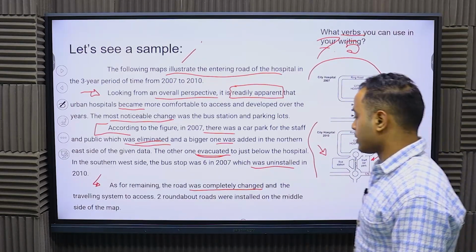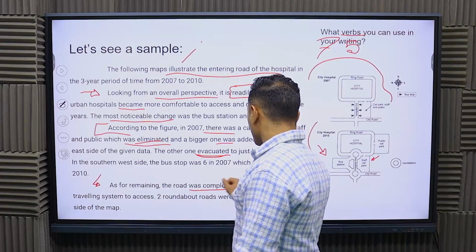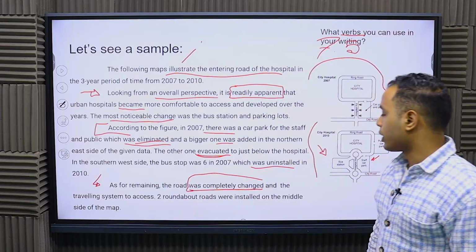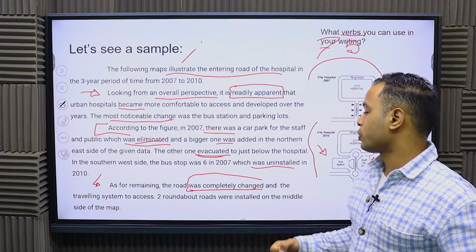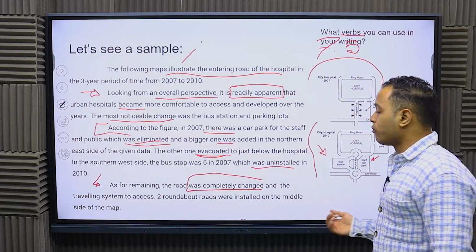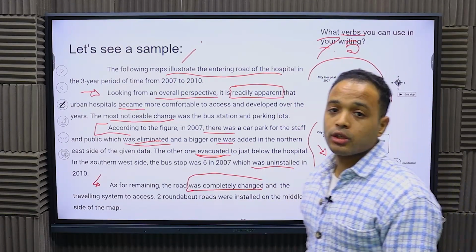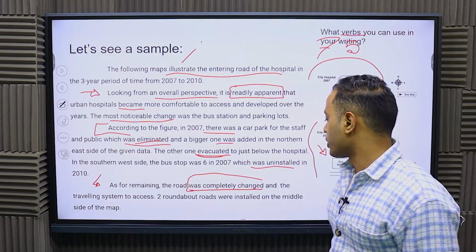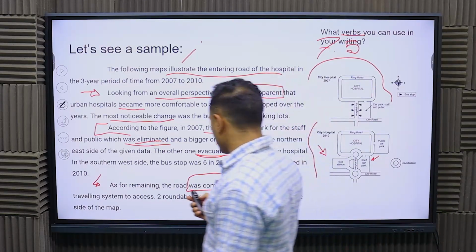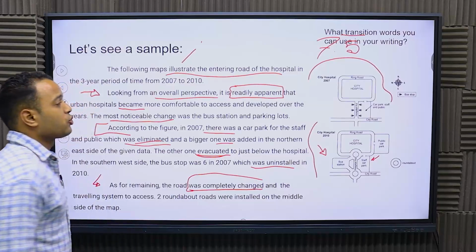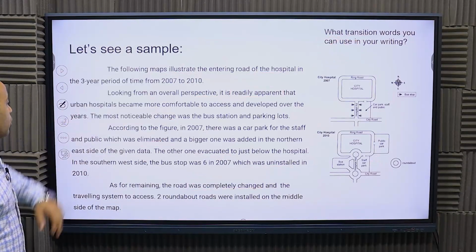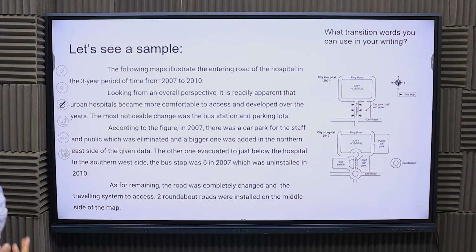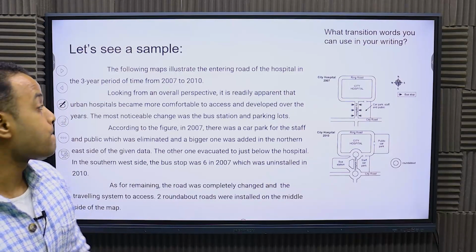Let's have a look at this one also, completely changed. You can say it is completely modified, or it was completely removed, it was completely adjusted. All these verbs would work with changed. I want you also to try to pay attention to the transitions. So, can you highlight some of the transitions that have been used throughout this one?